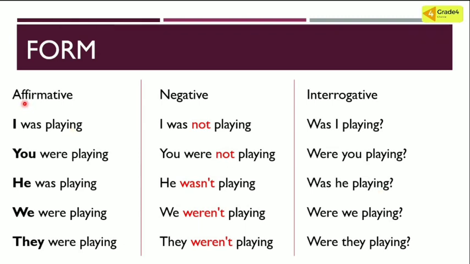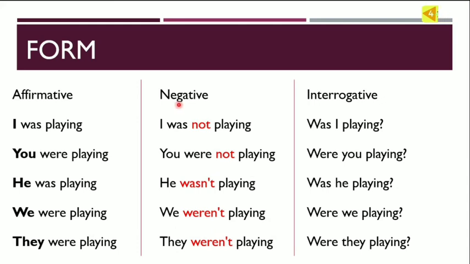This is the affirmative or positive sentence, negative and interrogative. If you want to change from positive or affirmative sentence to negative sentence, you only put not in the sentence. For example, I was playing, I was not playing. You were playing, you were not playing. He was playing, he wasn't playing. We were playing, we weren't playing. They were playing, they weren't playing.